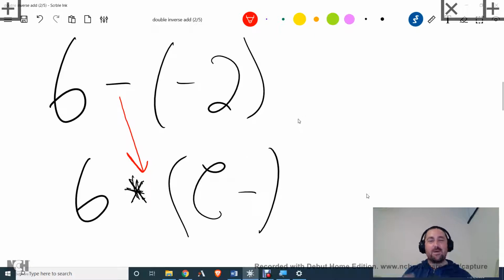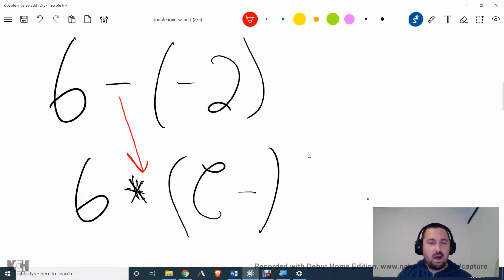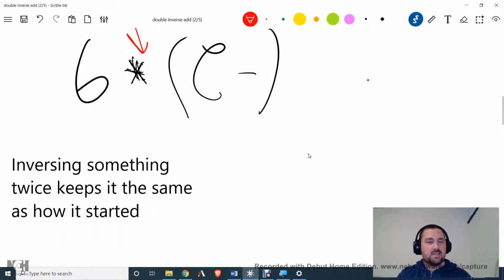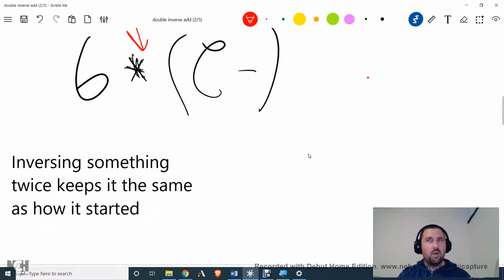So rather than thinking about this from keep, change, flip, let's introduce a single idea. This is actually true for real life too. And here it is. Inversing something twice keeps it the same as how it started. Now, what does this mean? Well, let's say I have this pen that I'm using and I'm holding it vertically and I want to inverse the orientation of the pen. So I take the pen and I flip it to be inverted. Well, now if I invert it again, just like this, I get back to where I started.